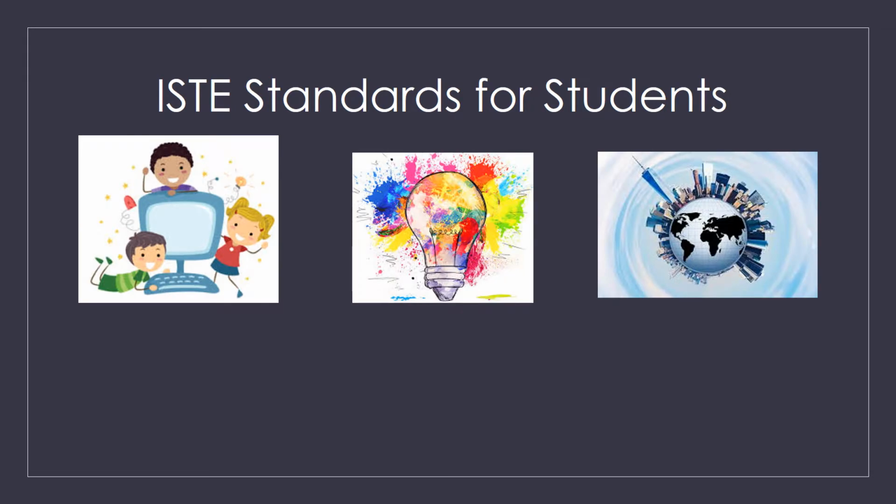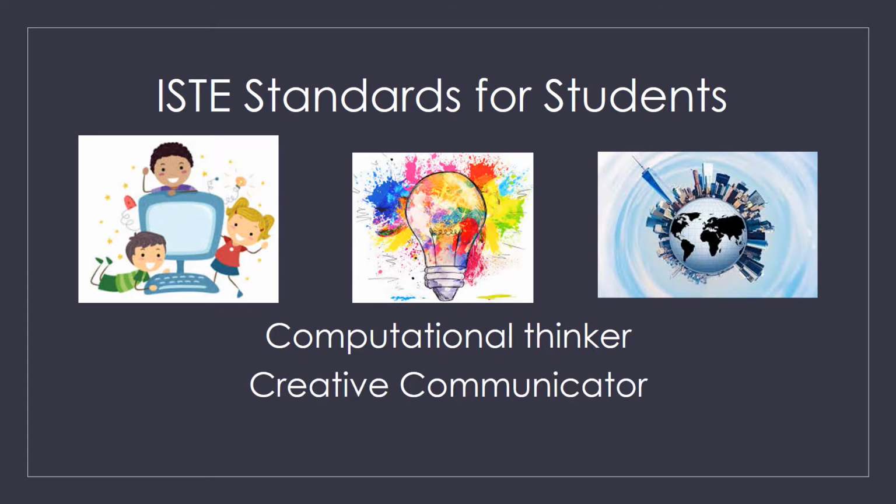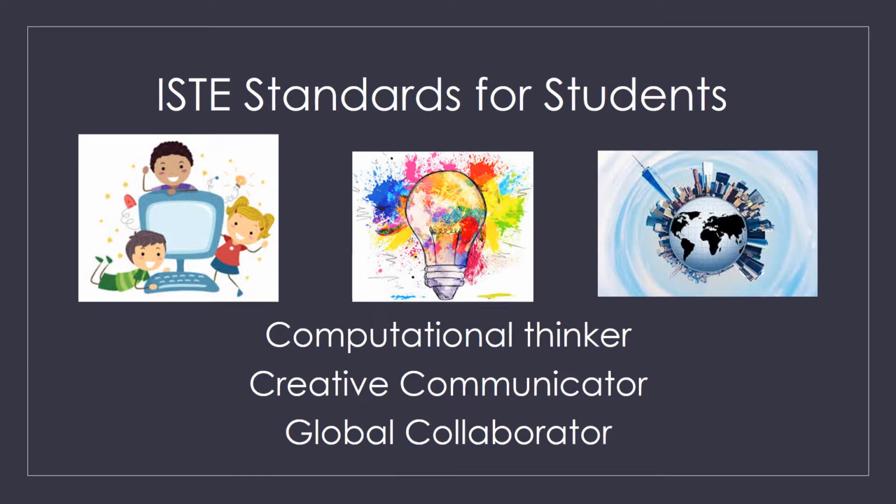The fifth standard is Computational Thinker. Students should develop and employ strategies for understanding tough technological methods and testing solutions. The sixth is Creative Communicator. This means students are capable of clearly and creatively expressing themselves on a variety of platforms. Finally, the seventh standard is Global Collaborator. This means students can use their digital tools to collaborate with others locally or globally.